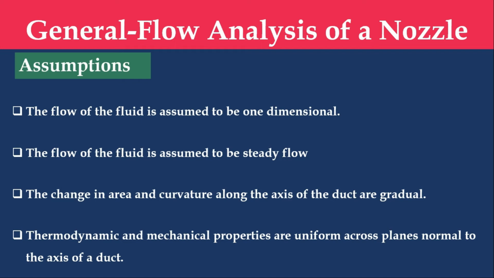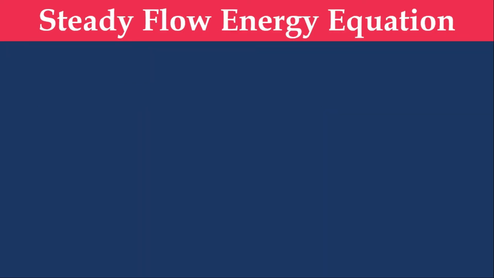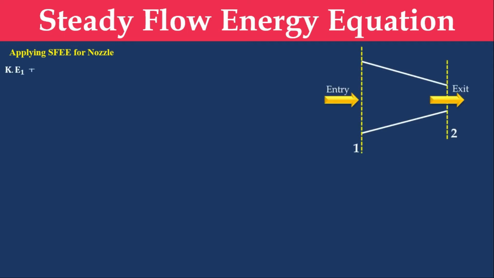Now we will discuss how to implement the steady flow energy equation for the nozzle. We know that according to the energy conservation principle, whatever energy is entering the nozzle is equal to the energy leaving the nozzle. First we will discuss the general steady flow energy equation, that is, kinetic energy at inlet, potential energy at inlet, flow energy at inlet, internal energy at inlet plus some heat interaction, that is equal to kinetic energy at exit, potential energy at exit, flow energy at exit, internal energy at exit, and some work interaction.